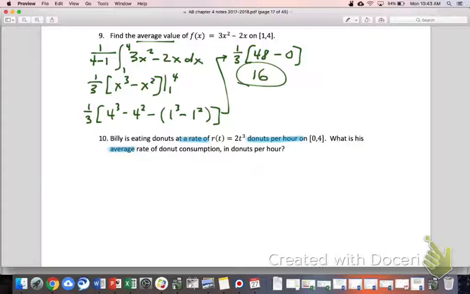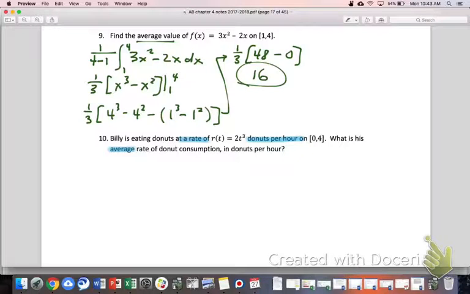So it's important for us to realize you were given a rate, and it wants to know the average rate. So this is essentially asking us to find the average value of the rate. There are some deeper questions we'll probably get into a little bit later on in this section. But for now, if you have them, feel free to ask. But for now, we'll leave it at that.